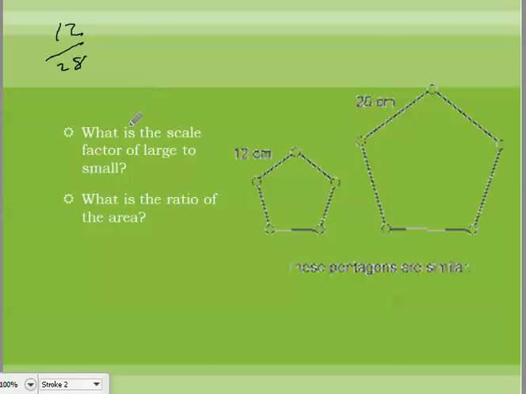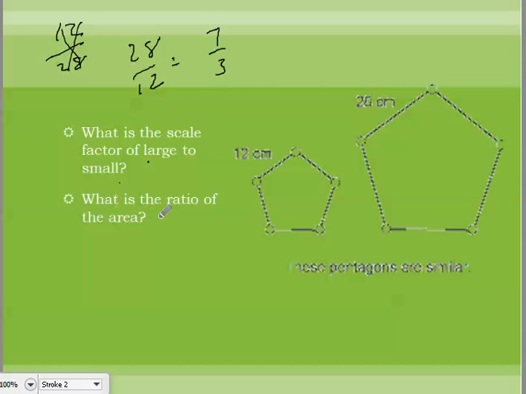Okay? So what's the scale factor of the large to the small? Oh, wait a second. Large to small. We want to make certain we put it in the other order. 28 over 12. Well, those reduce, right? Okay, we can take a 4 out of both of them, and that becomes 28 divided by 4 is 7. 12 divided by 4 is 3. So I get 7 over 3.